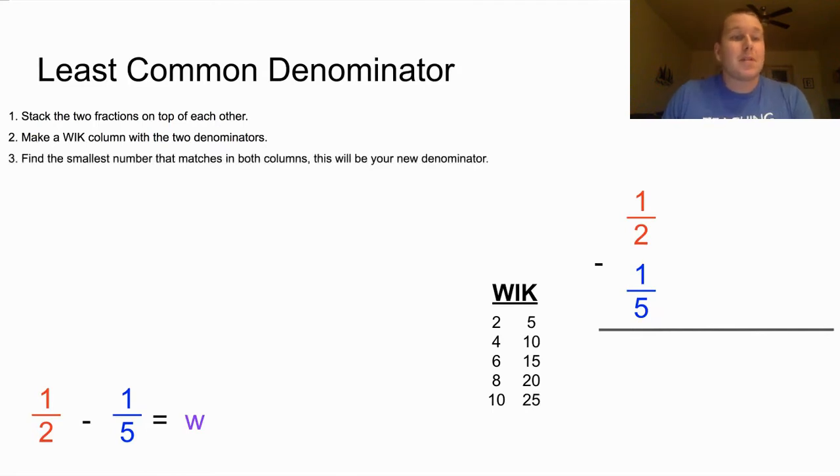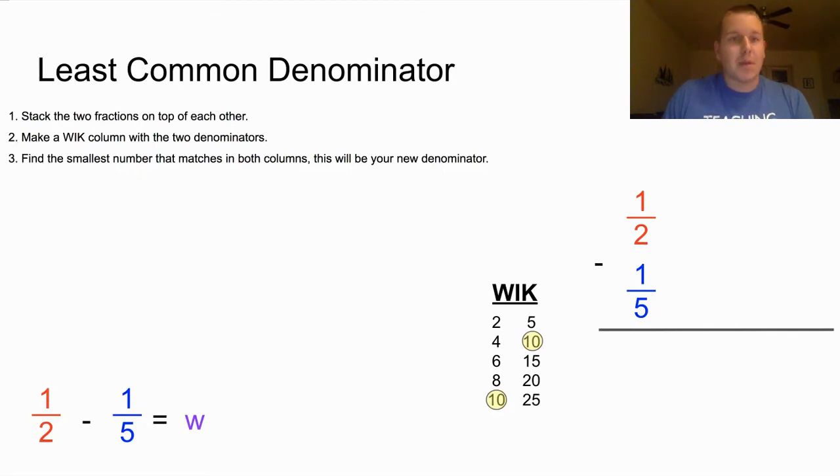So step 3 is to find the smallest number that matches in both columns. This will be your new denominator. So the number that matches in the column is 10. Sometimes you'll have more than one number that matches, but you're going to want to use the smallest one so you don't have to do more work later down the line.